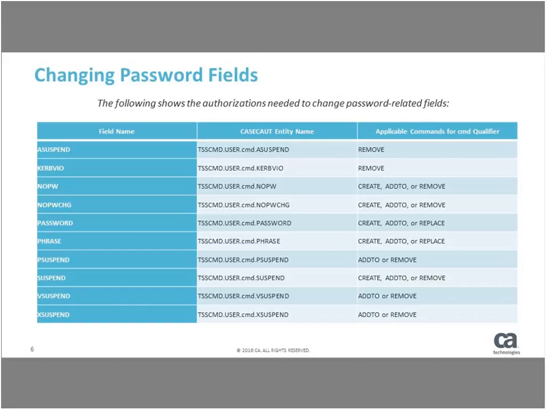Now here's a table list of various password fields that are related to authorization. Suspend is also in there, password phrases and such. So in the middle of the screen you have the entity name that you would use for the CASECAUT, and then to the far right are the applicable commands for the command qualifier.